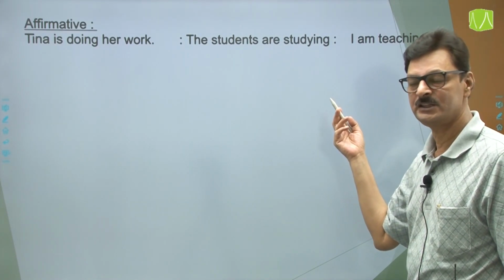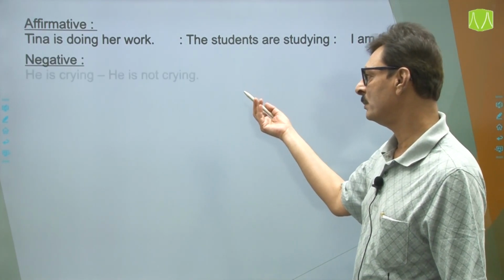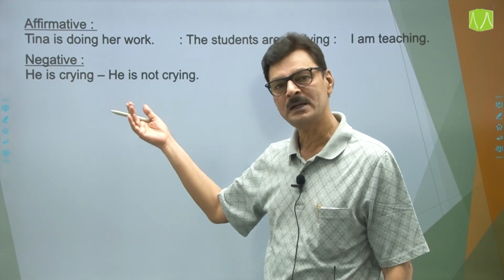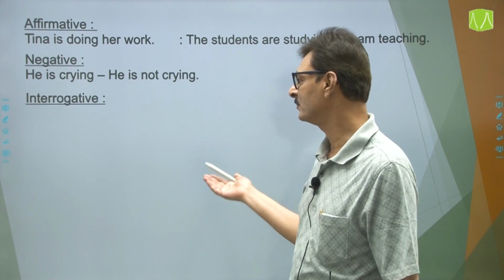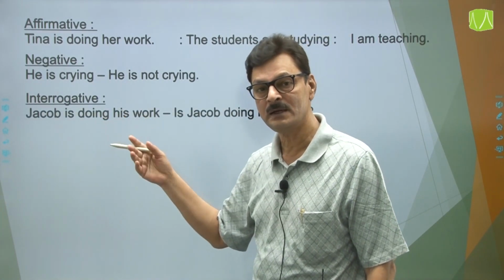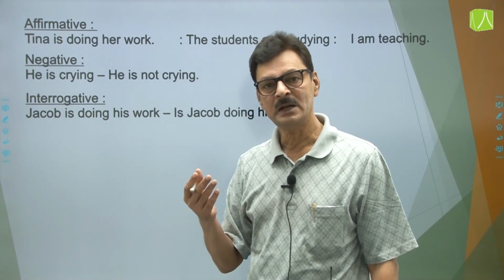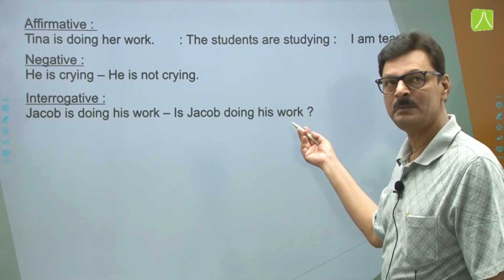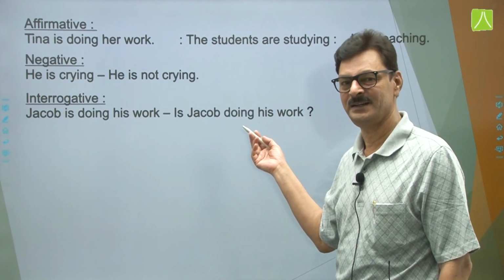I am teaching. If you want to make it negative, he is crying, not लग जाएगा. He is not crying. Interrogative, Jacob is doing his work. अगर इसको interrogative करना है तो start the sentence with a helping verb, end it with a question mark. Is Jacob doing his work? अपने आप it becomes an interrogative statement.